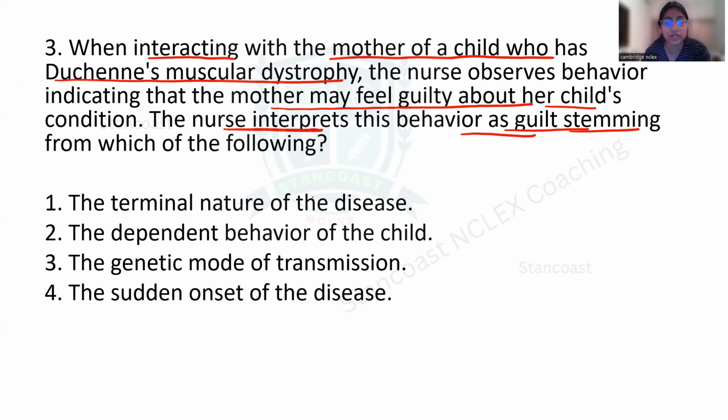First is the terminal nature of this disease. Option 2, the dependent behavior of the child. Option 3, the genetic mode of transmission. Option 4, the sudden onset of disease. Now, we have to clear our concept about this disease. If we have a clear concept about this disease, choosing the correct option would be very easy. Now we know that this disease is an X-linked recessive disorder. So what happens? A mother who is a carrier will transmit this disease to her male child.